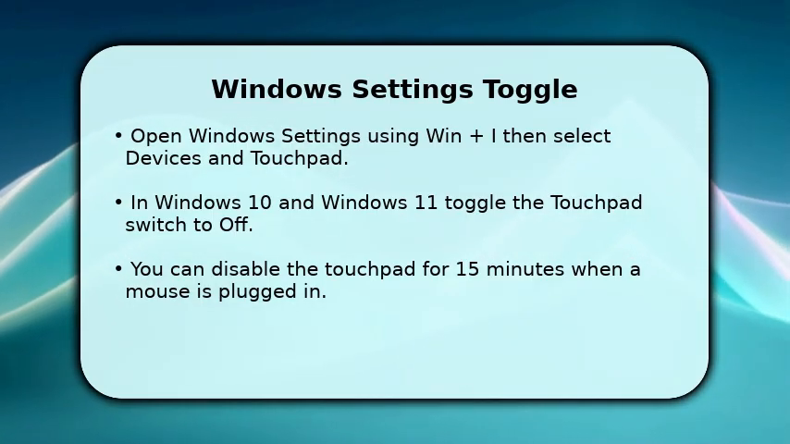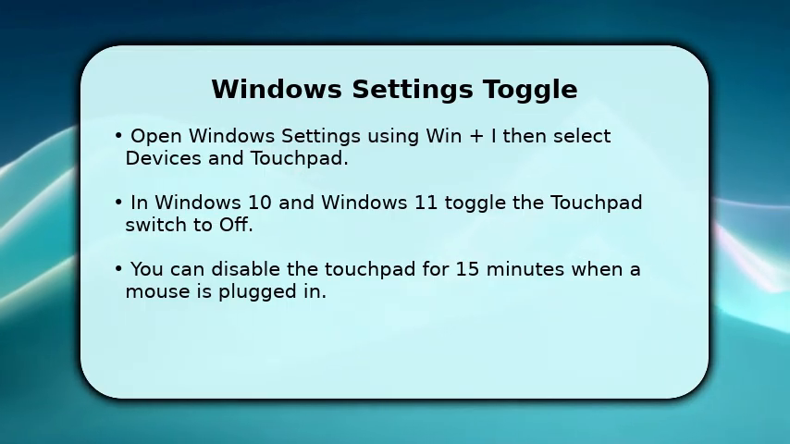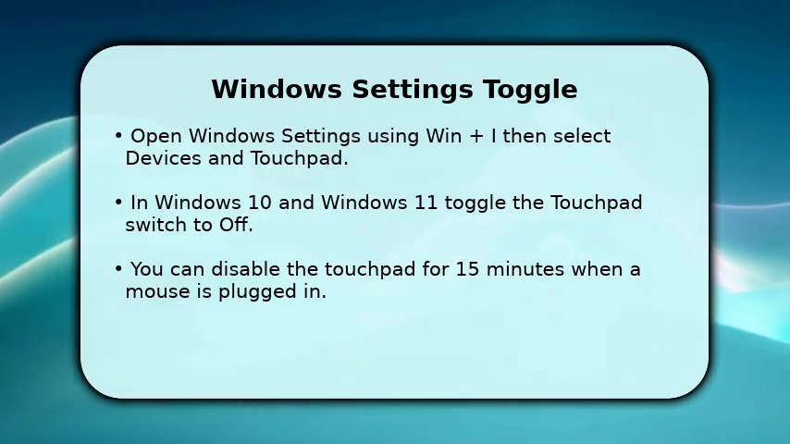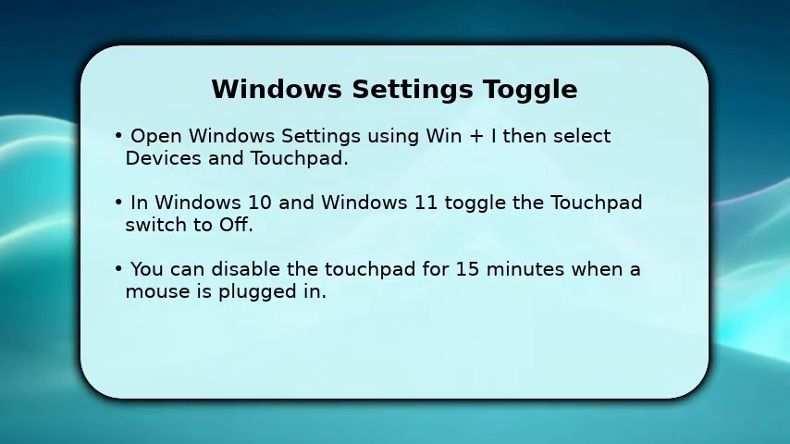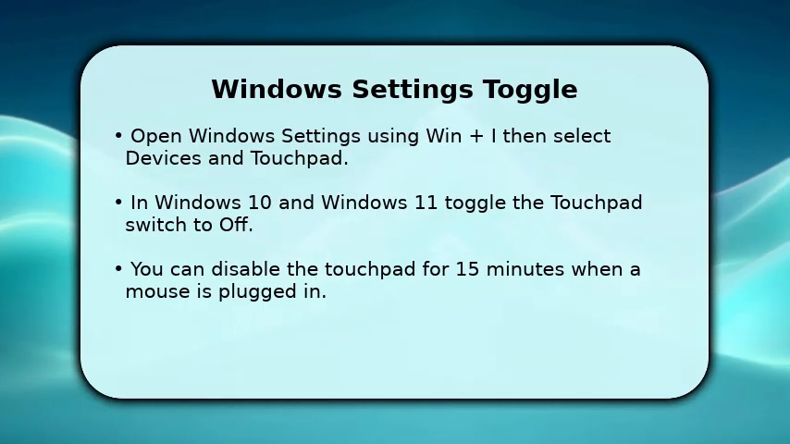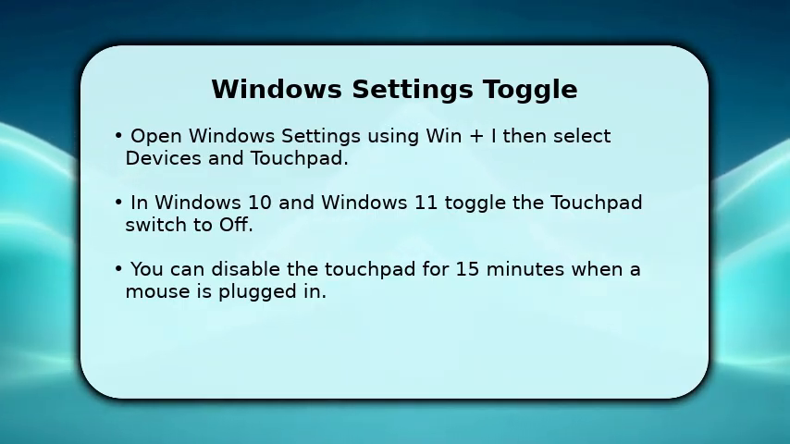Optionally enable the checkbox to leave the touchpad off when a mouse is connected for convenience. Close Settings and confirm the touchpad no longer moves the cursor. Reopen Settings to toggle it back on when you need the built-in input again.